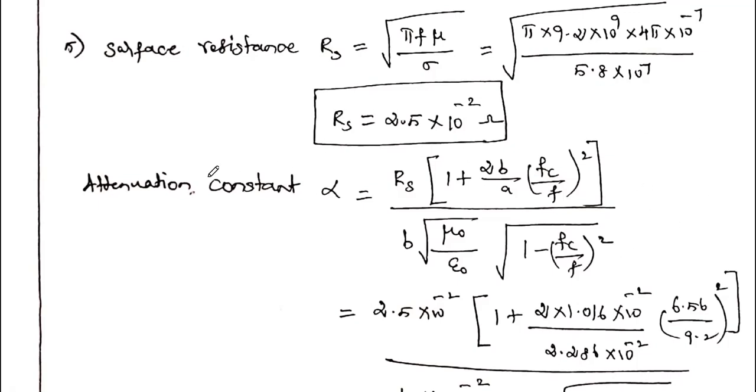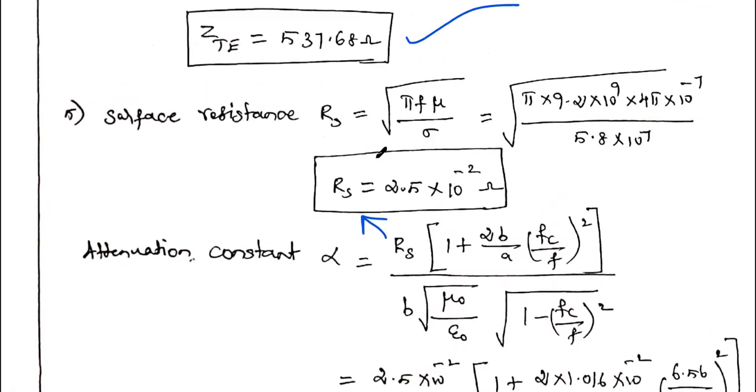This is the formula for attenuation constant. First, if you want to find attenuation, you should find Rs. What is Rs? Rs is the surface resistance. The remaining values, a, b, and the cutoff frequency, are already calculated, and f is already given. All the data you know, and this Rs you didn't know. So first you should calculate the surface resistance.